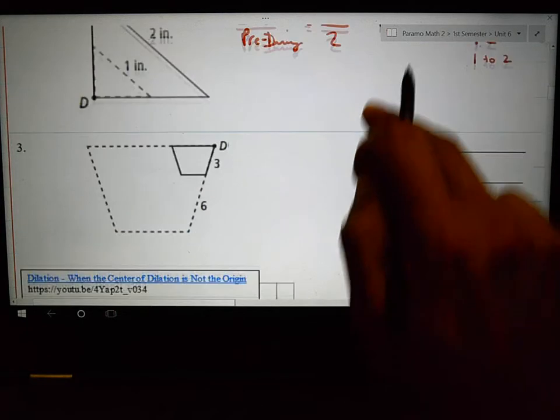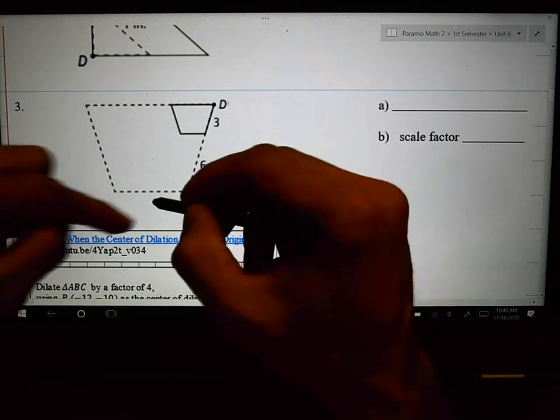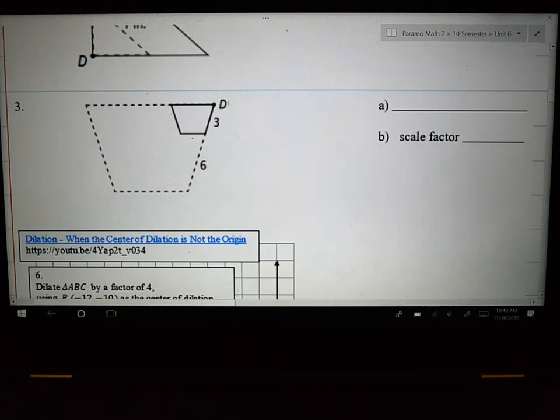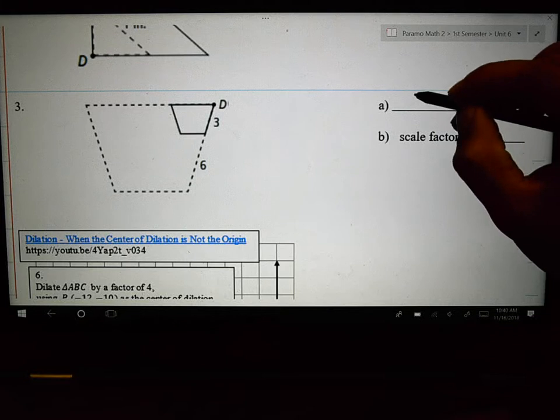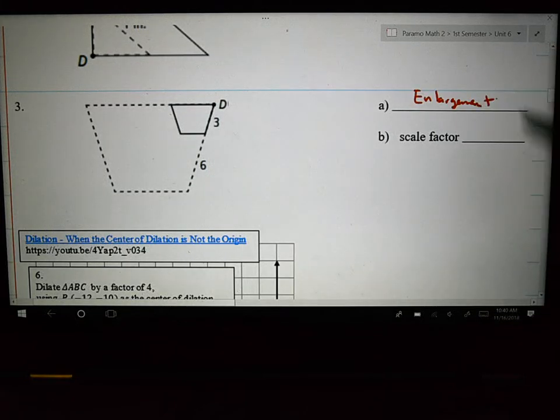Let's try number 3. And number 3 I picked specifically because they're going to try to trick you with this one. First and foremost, here is the image. Here is the pre-image. Is it an enlargement or is it a reduction? Go ahead. If you think you know, say it out loud. Oh, a lot better. We got a lot better on that one. I did not hear any wrong answers.